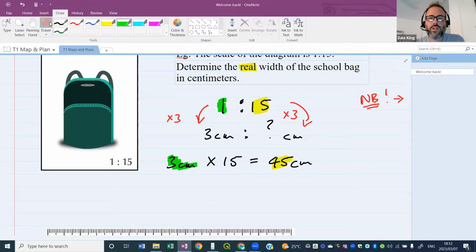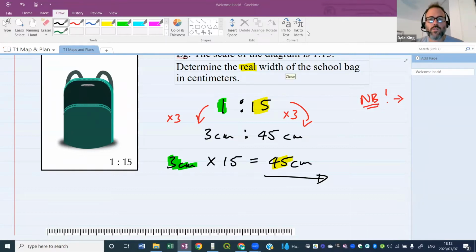Okay, so I can write here 3 is to 45. Now, they don't want you to write a ratio. They just want you to tell them what is the real world width of this bag. So it is 45 centimeters.